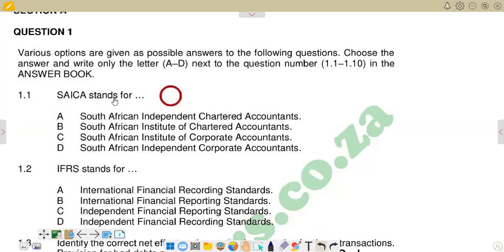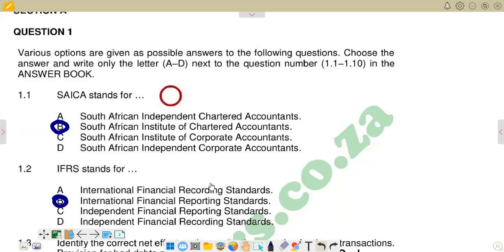The first one is saying SAICA stands for. We know that SAICA is an abbreviation and it stands for South African Institute of Chartered Accountants. So we can indicate our B as the most appropriate that we have there. Then 1.2: IFRS stands for. We know that it represents International Financial Reporting Standards, which is B, most appropriate.